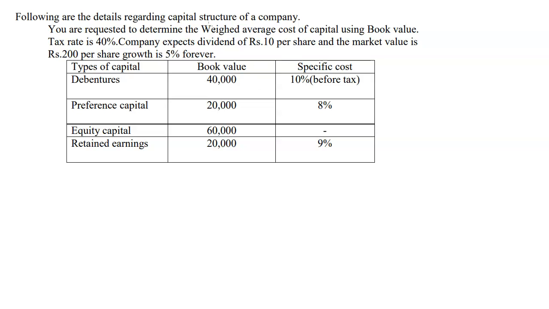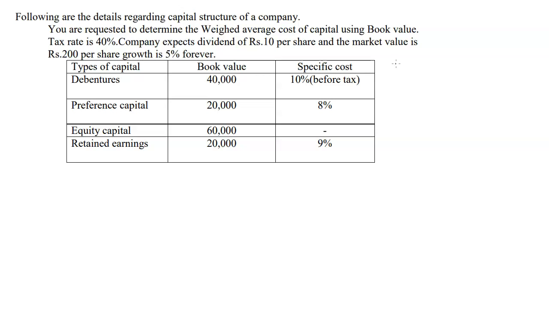Following are the details regarding capital structure for a company. You're requested to determine the weighted average cost of capital using book value. Tax rate is 40%. The company expects a dividend of rupees 10 per share and the market value is 200 per share. Growth rate is 5% forever. So we have enough data to use the dividend growth model for calculating KE.